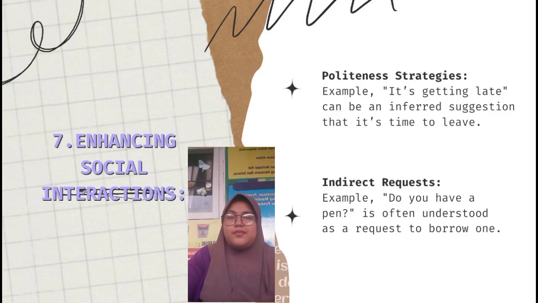Application in spoken form number seven is enhancing social interaction. The first one is politeness strategies, using indirect references to maintain politeness. For example, it's getting late can be an inferred suggestion it's time to leave. The next is indirect request, making requests more polite by implying them. For example, do you have a pen? Is often understood as a request to borrow one.